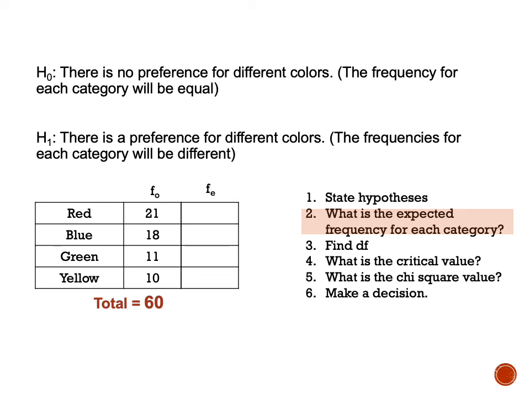So to figure this out, I'm just going to add up the number of observations in the observed frequency column. So 21 plus 18 plus 11 plus 10, that's going to give me 60. So I have 60 total observations, so that's 60 seconds. If I divide that by 4, I would get 15. So that's an equal number for each expected frequency.